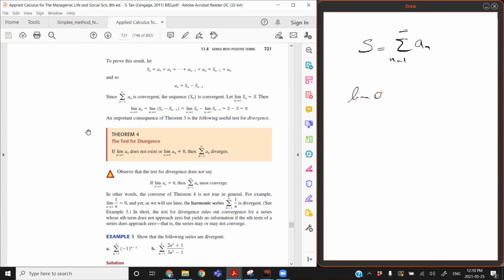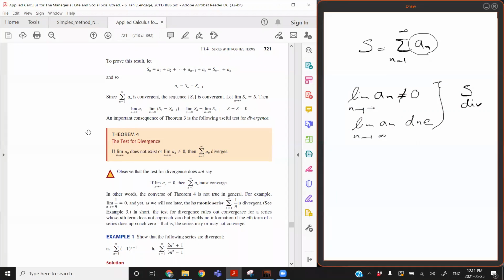limit of a_n, so the general term here, if that limit as n approaches infinity is not zero, or if this limit as n approaches infinity does not exist, so in either of these two cases, the series diverges. So that's actually the easiest test that you can have for a series.